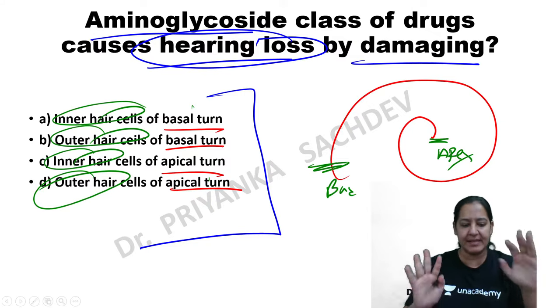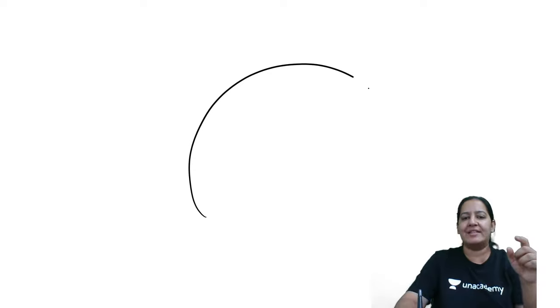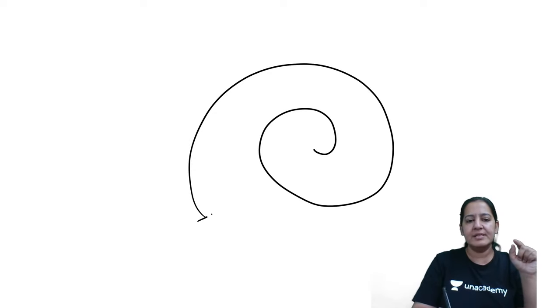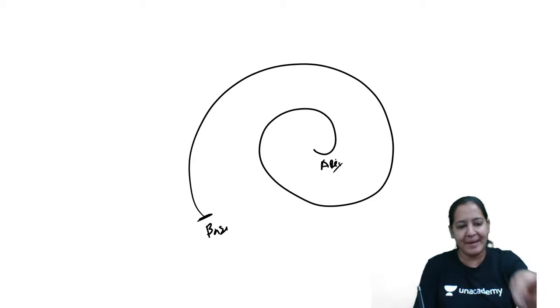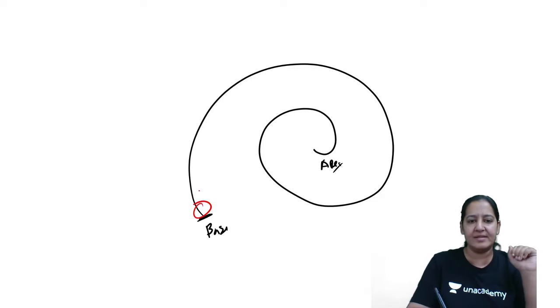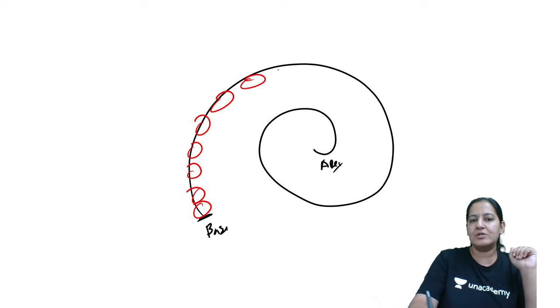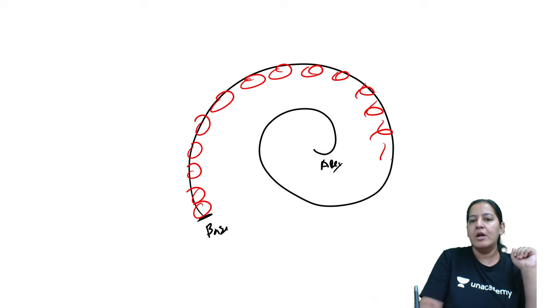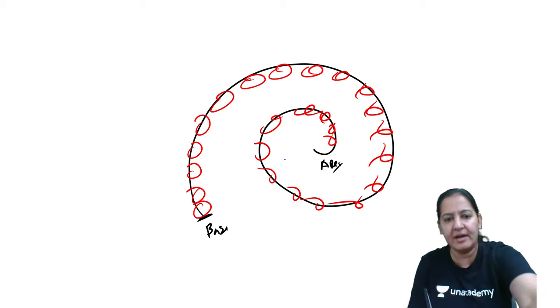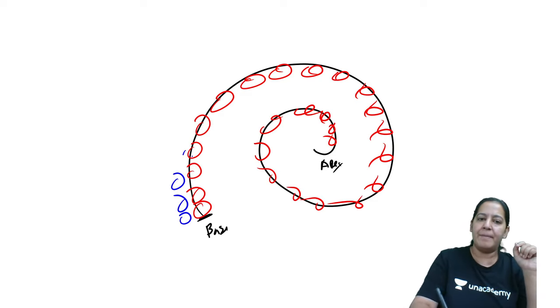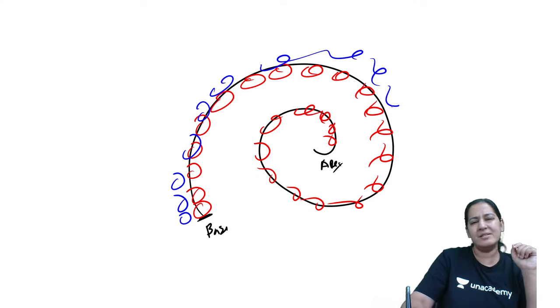Now listen, let me draw the diagram of the cochlea. So this is the diagram of the cochlea. It's like this. It has 2.5 turns. This is the base, going towards the inner. This is the apex. Now throughout the base and apex, we have outer cells and inner cells. So let me draw with red color. These all are outer hair cells. From base to apex, we have these outer hair cells. And we have inner hair cells also. From base to apex, we have these inner hair cells. This is a rough diagram.